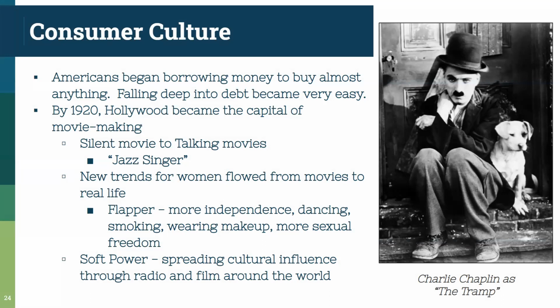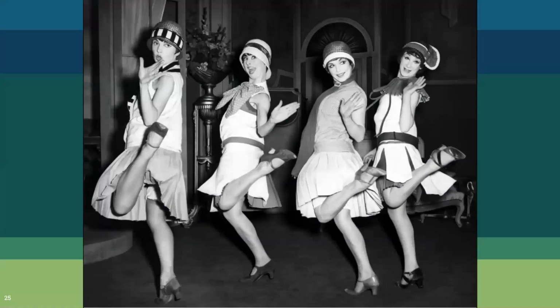So I'm going to go through this slide really fast. Basically, middle-class Americans have more money than they had before. And so they begin spending money on going to movies, even movies with sound, or talkies. Women begin to become more independent. One of the most famous examples of this are Flappers, which was a woman who was young, more independent, into dancing, smoking, more sexual freedom. Here you can see a picture of some Flappers.